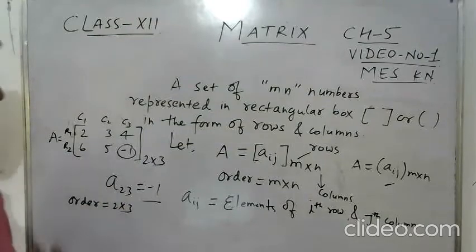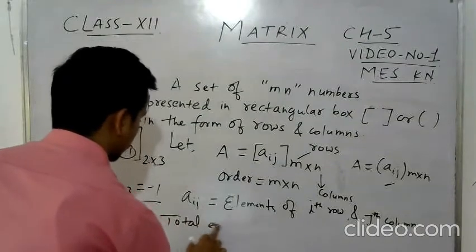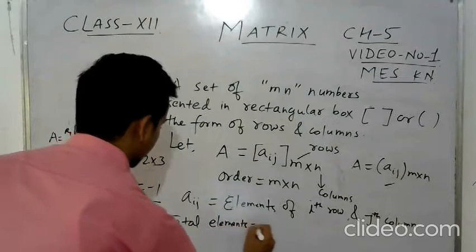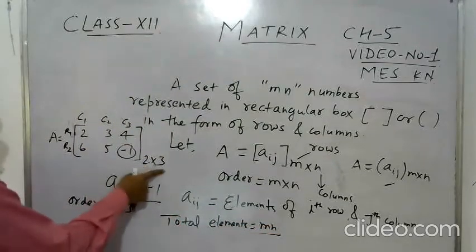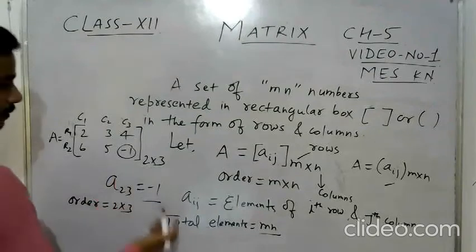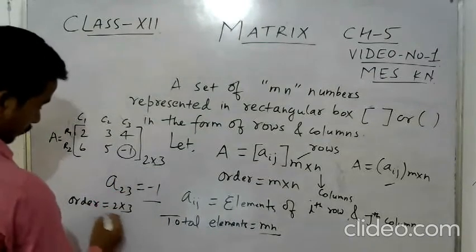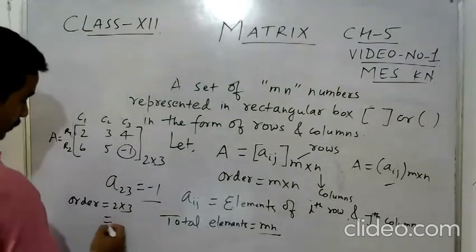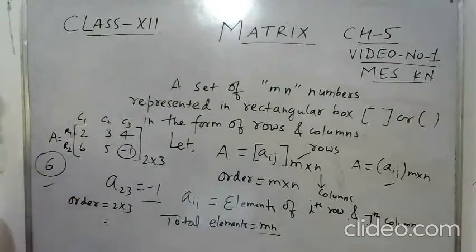And what is the total number of elements? In a matrix, the total number of elements will be mn. You just multiply the number of rows and the number of columns, and you get the total number of elements. So what is 2 by 3? Multiplying 2 into 3 gives 6. So in this case we have 6 total elements. You can also count: 1, 2, 3, 4, 5, 6.